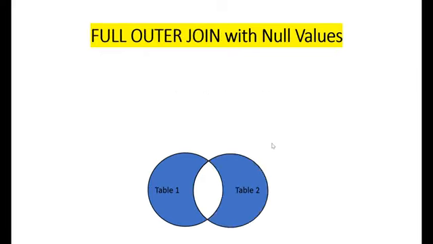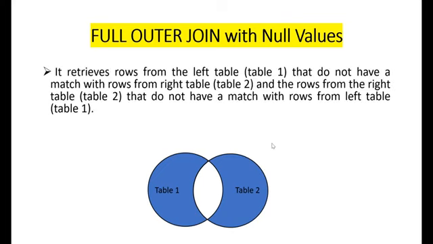Now we have the full outer join with null values. As you can see here, it is the sum of the right outer join with null values and the left outer join with null values. So it retrieves rows from the left table, table 1, that do not have a match with rows from the right table, table 2, and also it retrieves the rows from the right table, table 2, that do not have a match with rows from the left table, table 1. As you can see here, it is the opposite of the intersection.